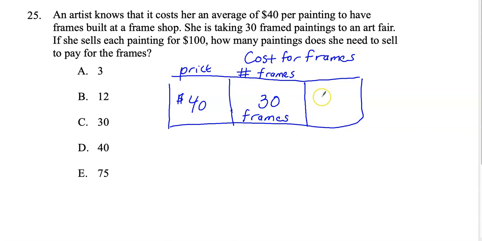So what's that going to cost her in total? Or how much is she going to pay? Total cost I'll put here. Well, let's see, $40 for one. There's 30 of them, so I'll multiply these two, right? 40 times 30 is $1,200. In short, to get 30 frames made, it's going to cost her this much money right here.